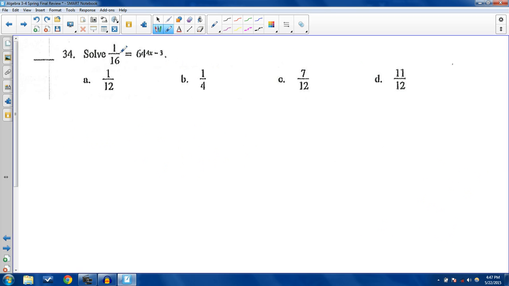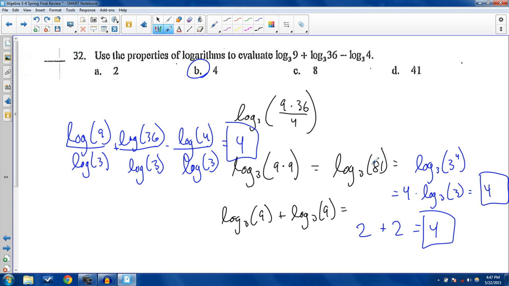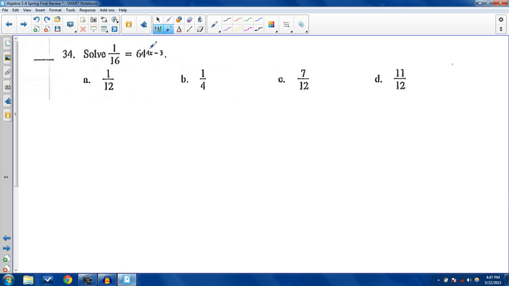Number 34. Solve this bad boy right here. The way that I did that other problem, notice how I changed 81 to 3 to the 4th power. I'm going to be doing the same thing here. I want to find the same base on both sides. That way, when they're equal to each other, I could just make the exponents equal to each other, if you know what I was talking about earlier when I did the fraction problem. So here I do have a fraction, that's 1 over 16.